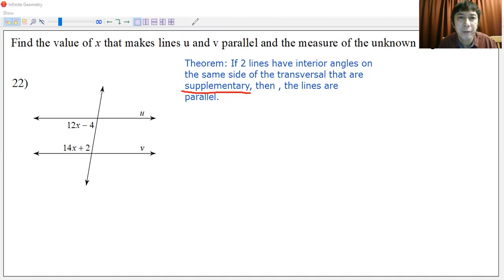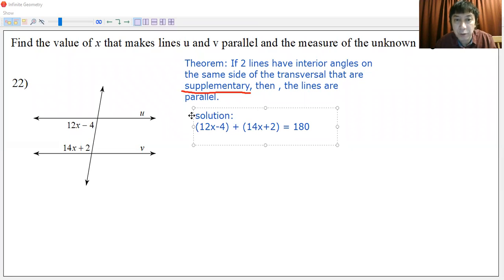So we have to set up our equation. Let us set up our solution. We have the two angles: 12x minus 4, that's the first angle. We're going to add the other, 14x plus 2. This must be equal to 180. Let us now remove the parentheses. So our equation becomes 12x minus 4 plus 14x plus 2, that should be equal to 180.